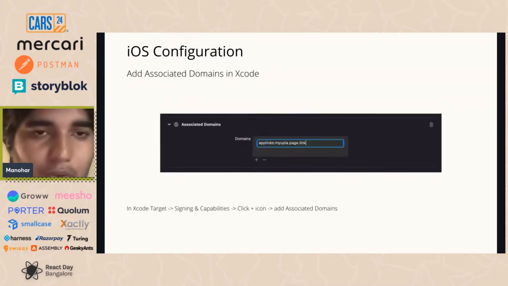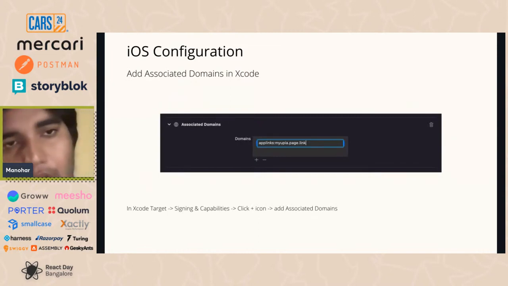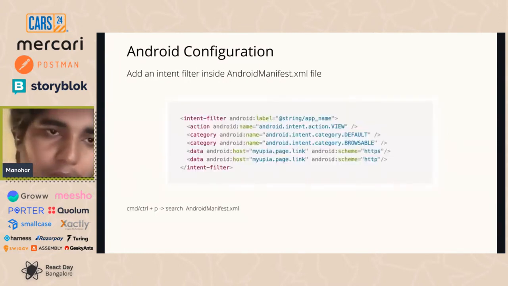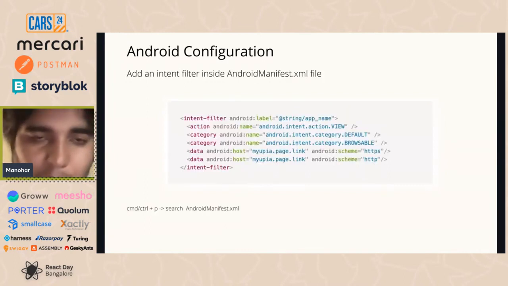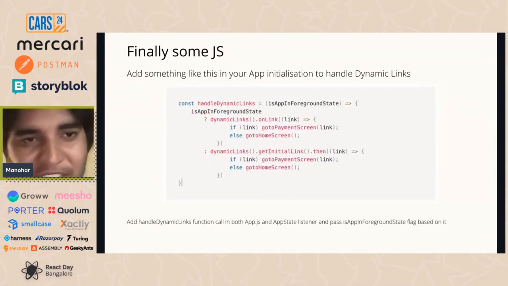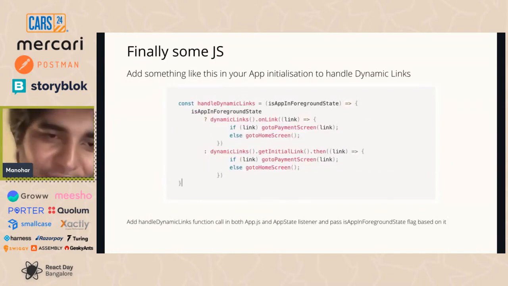Now you have to do some configuration in Xcode. Since you have to add the associated domains capability in Xcode as well, you add your link here like this. And you have to do some Android configuration. You have to add this intent filter in the manifest.xml file here, and some JS. Until now you haven't written a single line of JS.